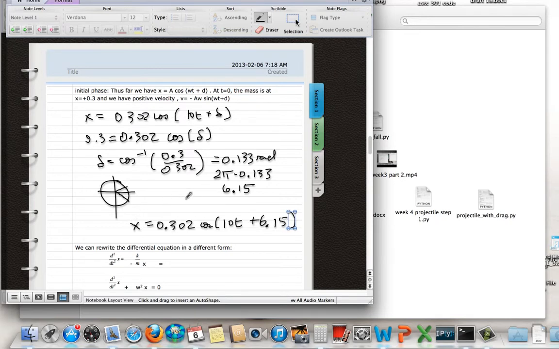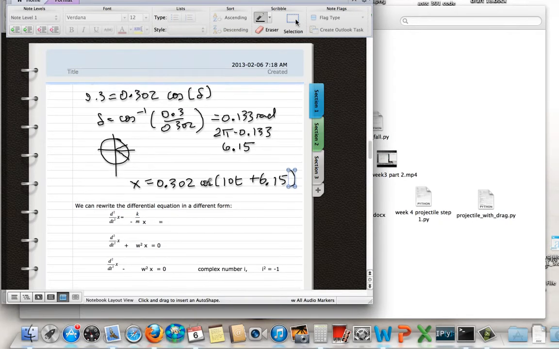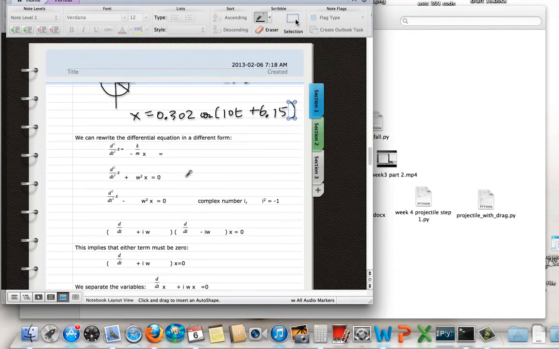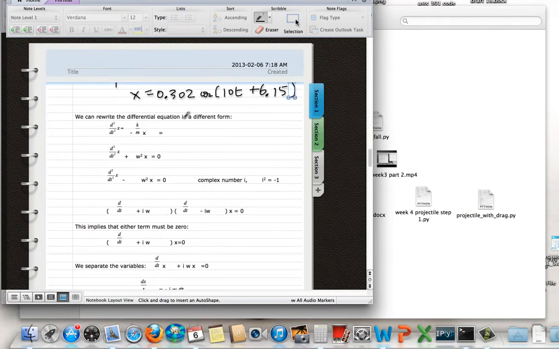That's really a review from Physics 1120. So we're now going to work at writing this equation of motion in a different form. We'll start off with the differential equation. d squared x dt squared is minus k over m x, and we'll use the omega constant. This is minus omega squared x. The minus omega squared x we'll bring over to this side, so it'll be plus omega squared x equals 0.